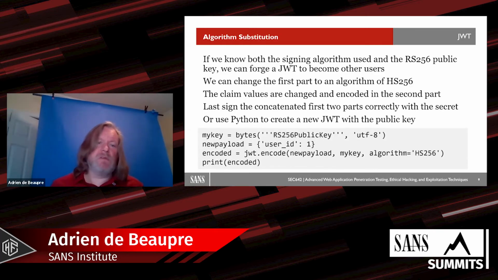So, algorithm substitution. This is where they have signed with the RSA private key. We have a copy of their public key. We re-sign the JWT with the algorithm of HS256 using the public key. And again, depending upon server configuration, this may be allowed, right? And then you just create the JWT with their public key and away you go.